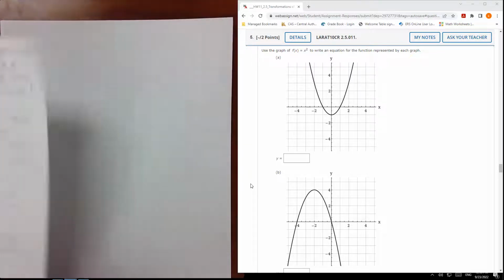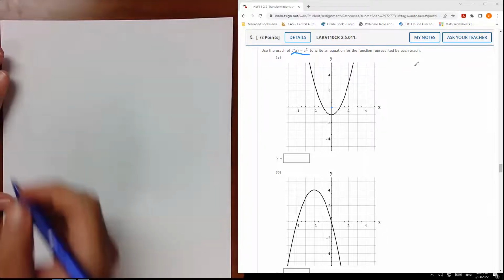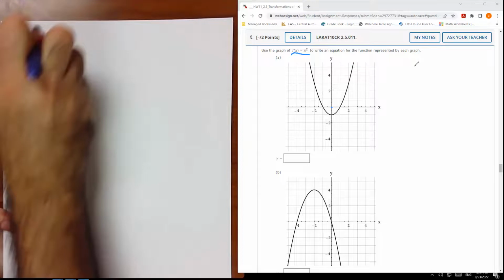Example 5, what they ask you to do is we have used the graph of f of x equals x squared. So they're telling you this is your basic function, and here is the graph. But there are techniques they added to this graph. If you look at the basic graph, how are we going to graph the basic function? Let's do it here on the side. We're going to create a simple table to graph the basic function f of x equals x squared.